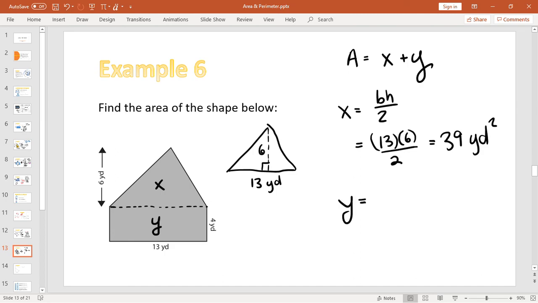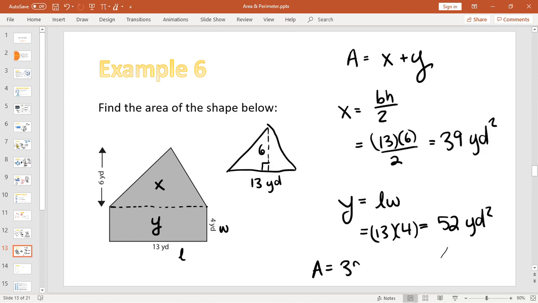Our rectangle, very, very straightforward, a length and a width. So the area of a rectangle is length times width, and that's just going to be 13 times 4 equals 52 yards squared. And then to find the total area, add them together. 39 from the triangle, 52 from the rectangle, equals 91 yards squared.